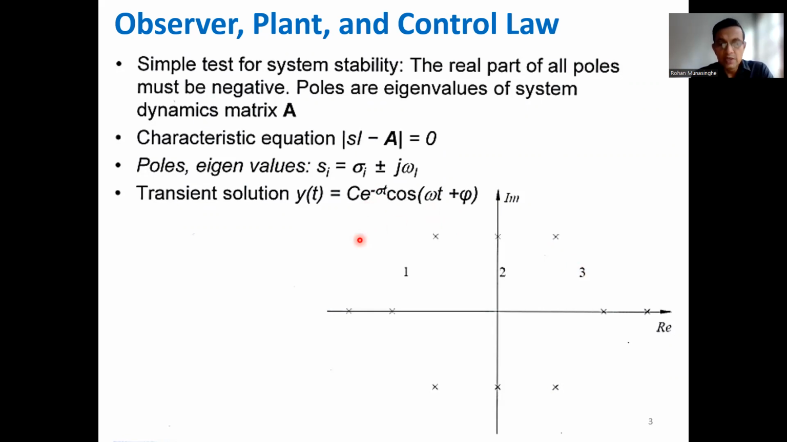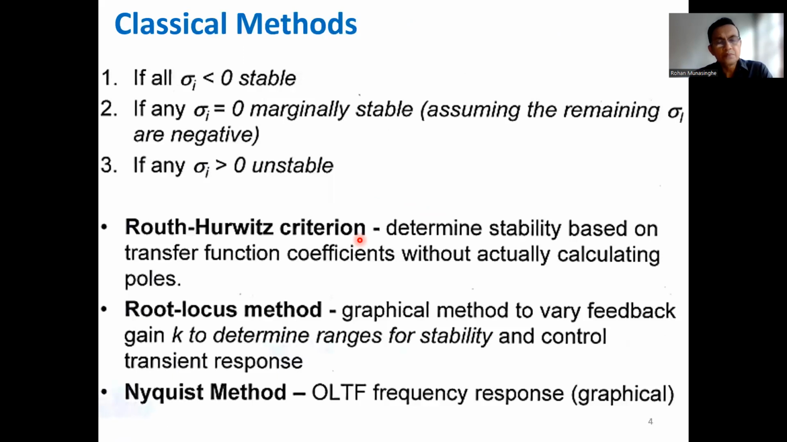So this is just a little recap of what we have done. If sigma is less than zero, it is unstable, which means minus sigma is positive. Minus sigma is the real part of the poles. If it is zero, marginally stable. If it is greater than zero, unstable.